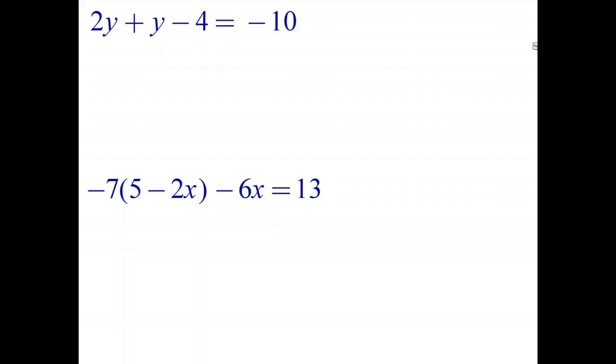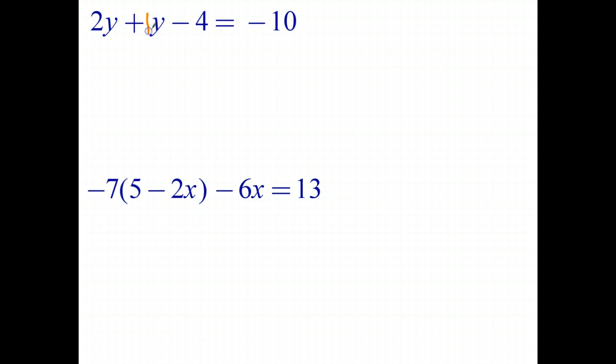Looking at the first equation, 2y plus y minus 4 equals negative 10. Well, we've got y appearing twice in this equation. So in general, if the unknown appears more than once, you're going to have to do some simplifying. If it's on opposite sides of the equation, you have to add or subtract to get it on only one side. In this case, we have to use the fact that we have like terms.